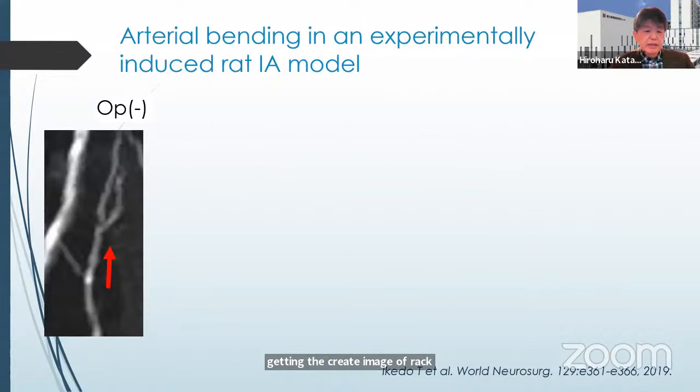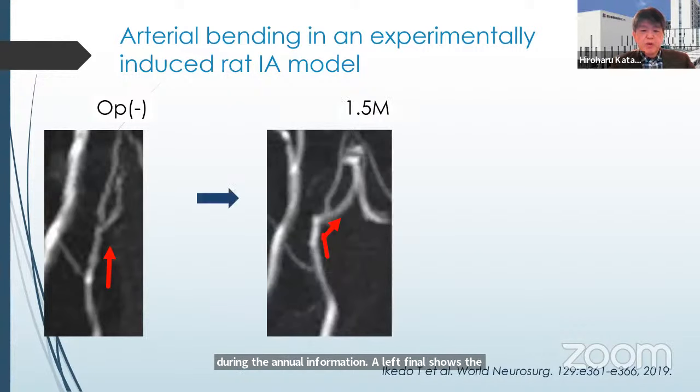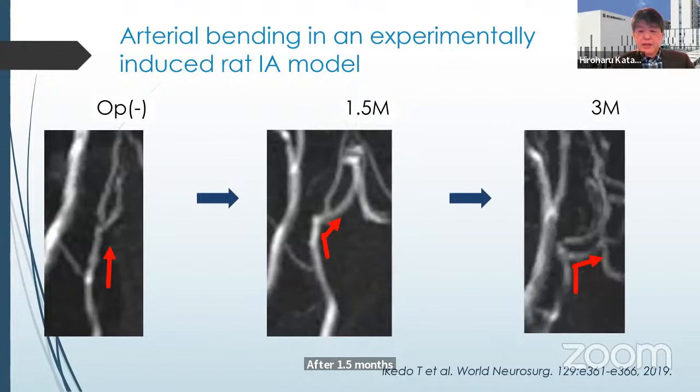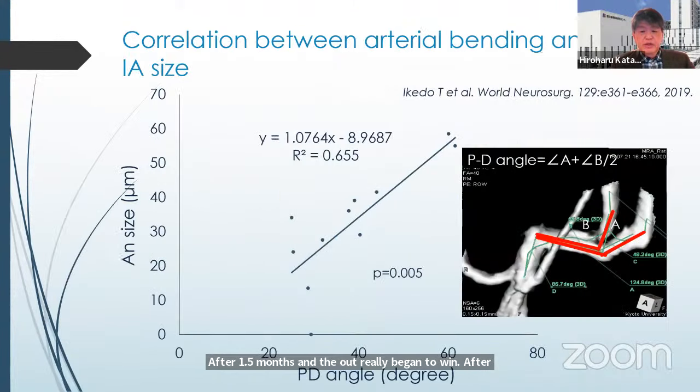In this process, we incidentally found that arterial bending progressed during aneurysm formation. The left panel shows the preoperative status of the intracranial artery in rat. After 1.5 months, the artery began to bend, and after 3 months, the arterial bending progressed further. Interestingly, the extent of arterial bending correlated well with aneurysm size.